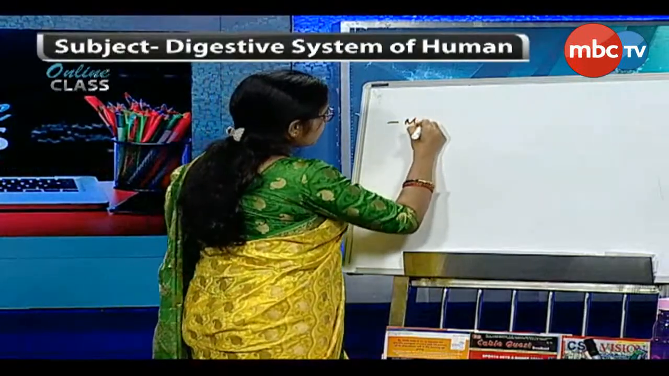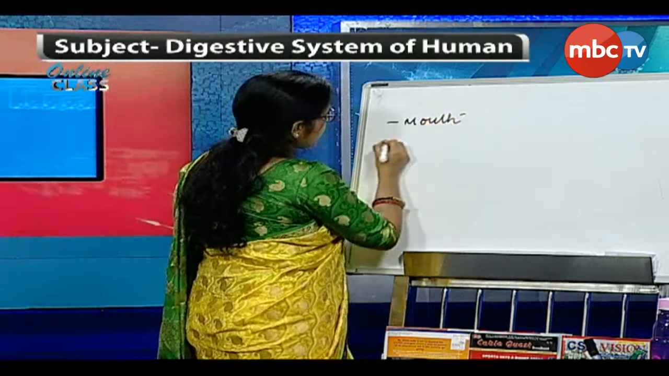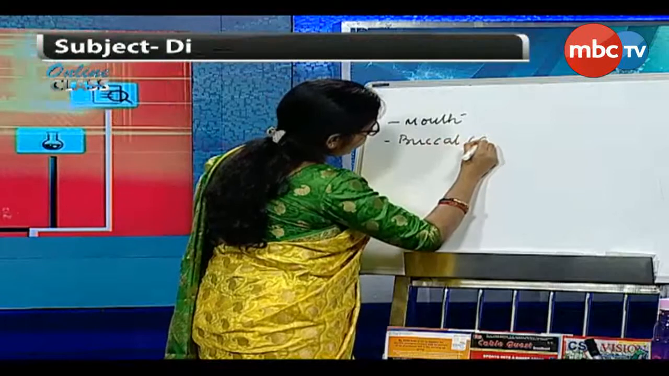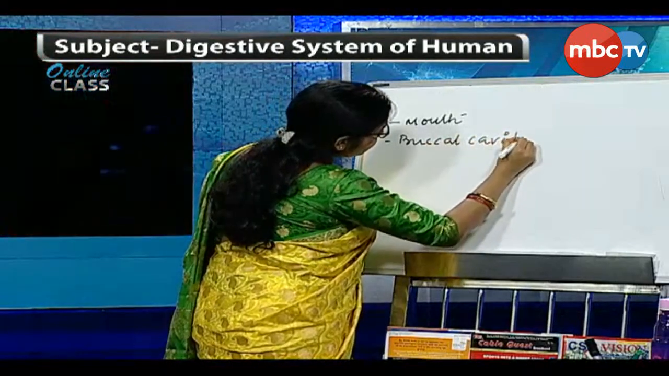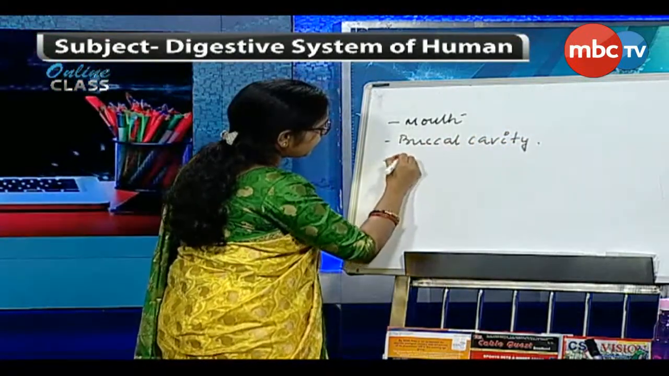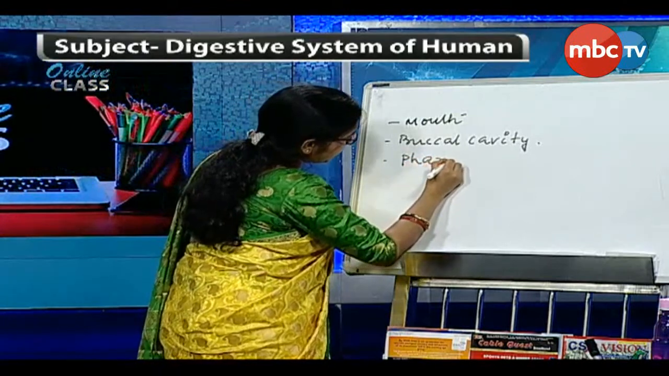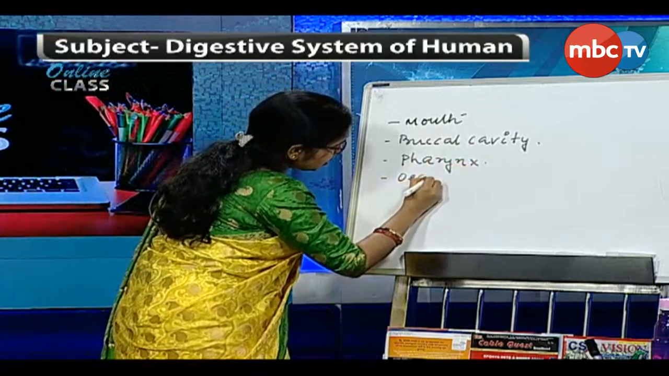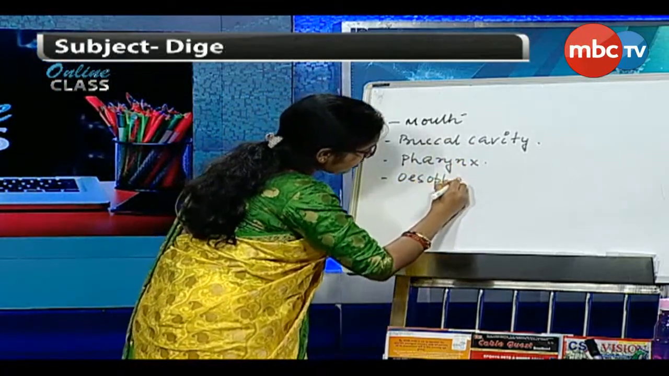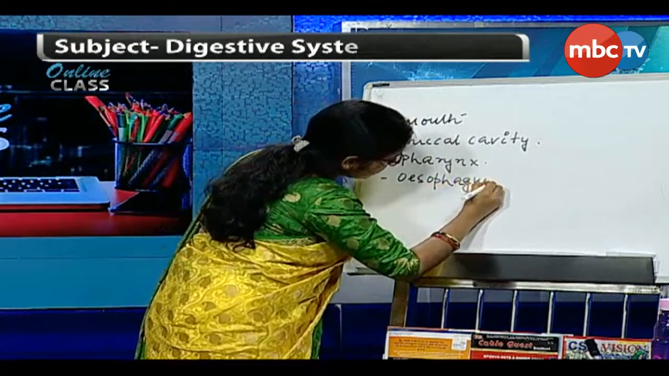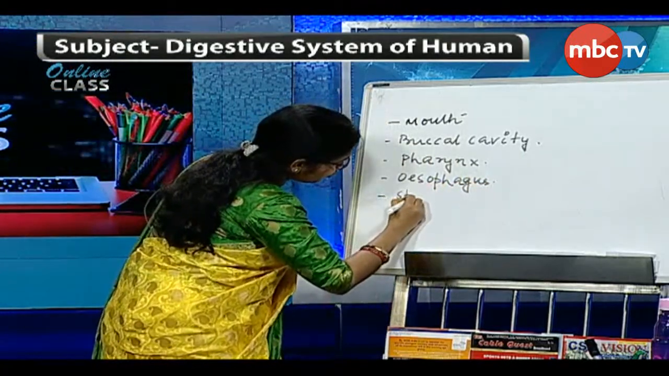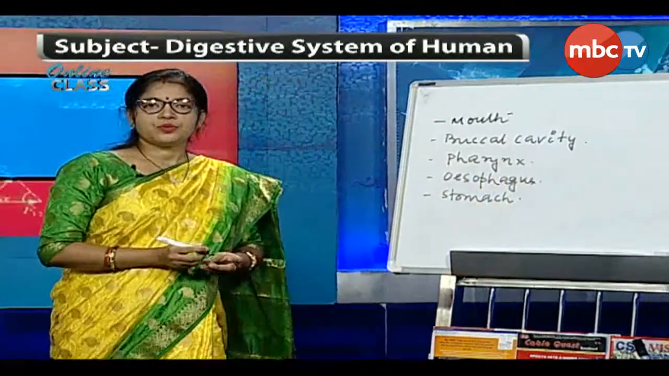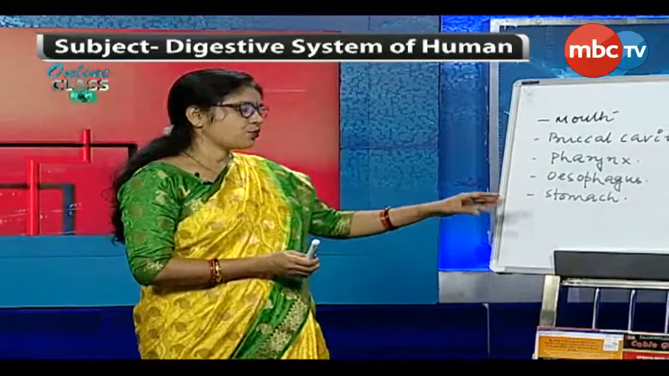First one is mouth, second one is buccal cavity, third one is pharynx, fourth one is esophagus, and then stomach. So, yesterday we were discussing about stomach.